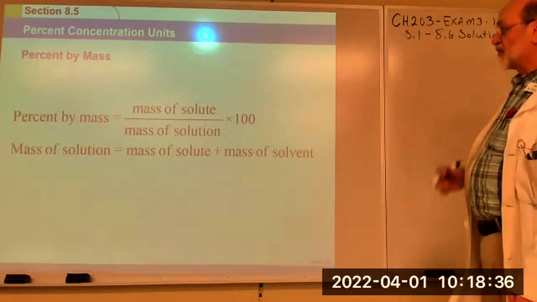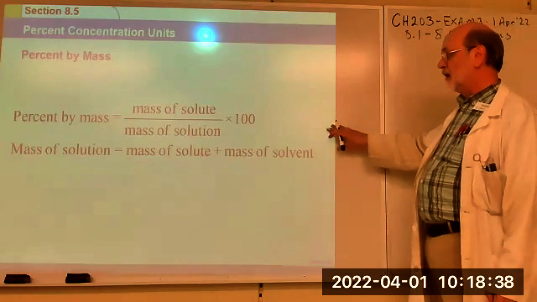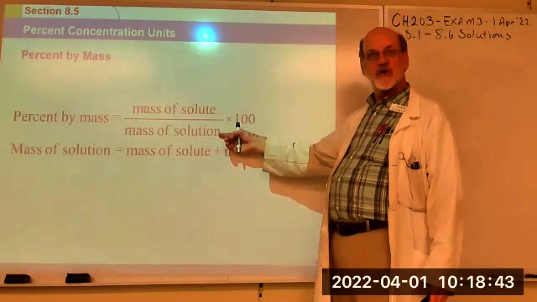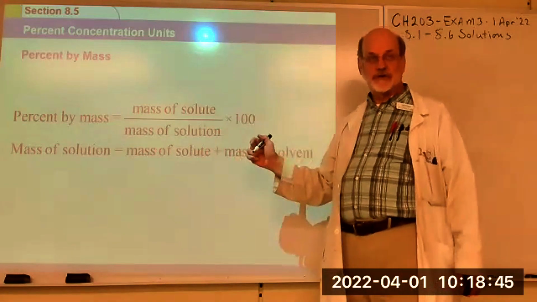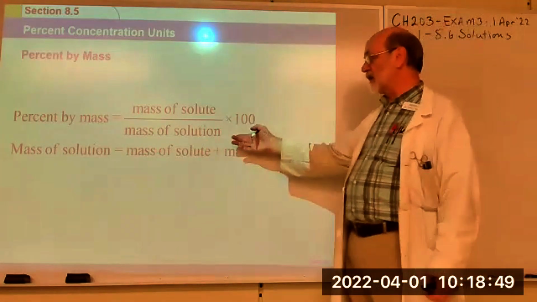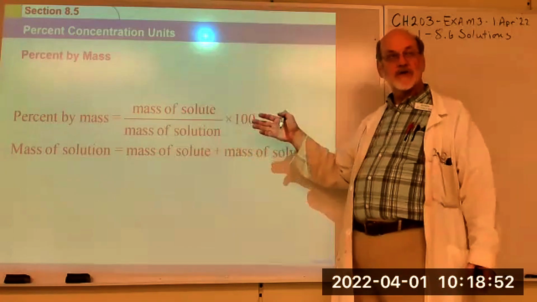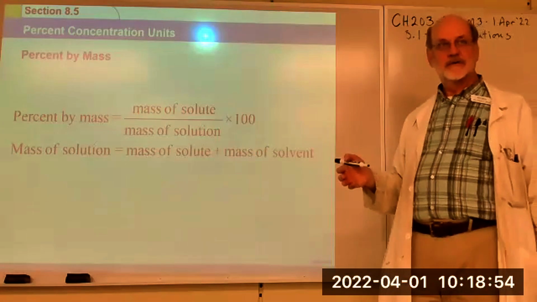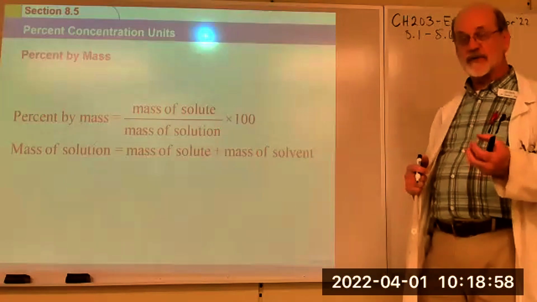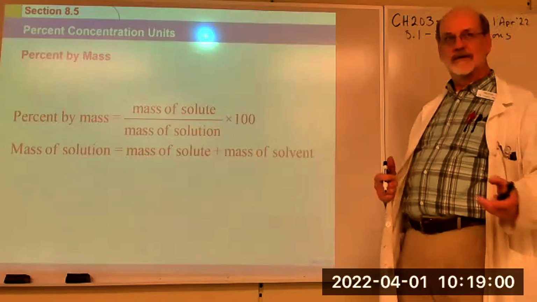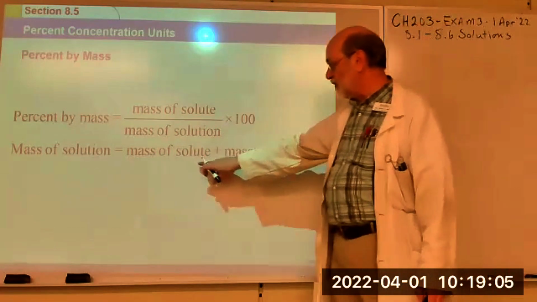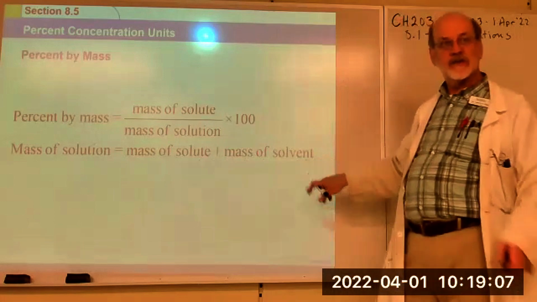All right, so percent by mass for our solution would be mass of the solute per 100 grams of solution. This makes it easier to calculate the percent because mass doesn't change with temperature. When you have a gram of something, you got a gram of something no matter where you are in the universe. So the mass of the solution would simply be the mass of the solute plus the mass of the solvent.